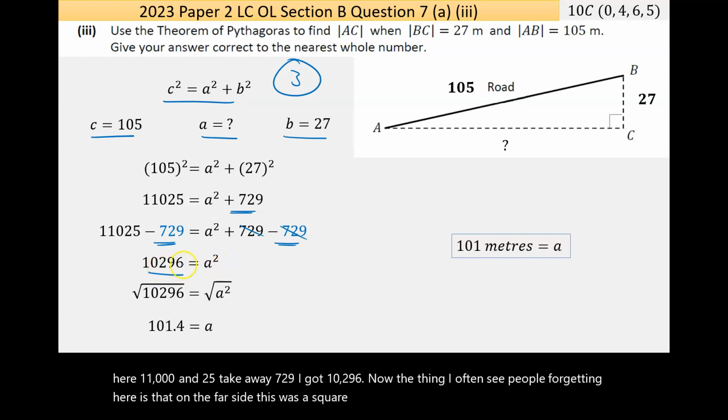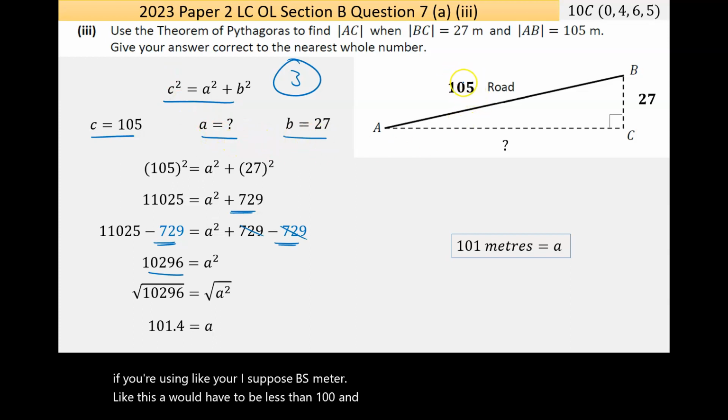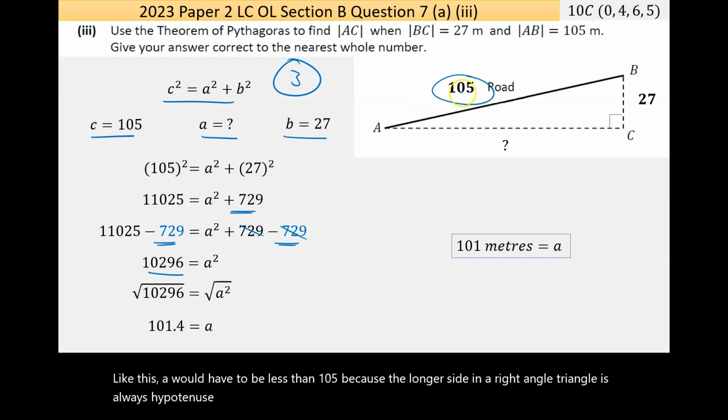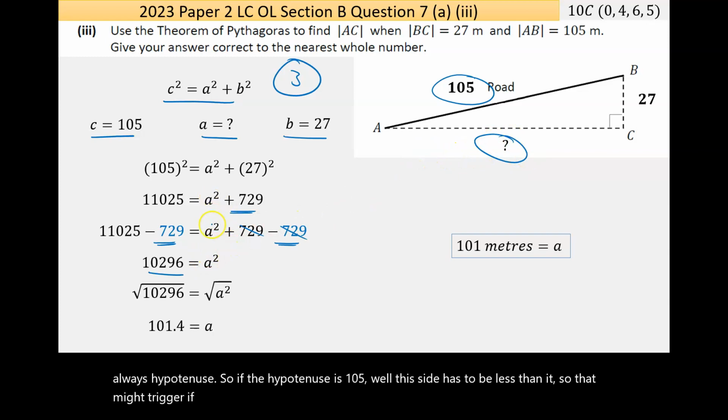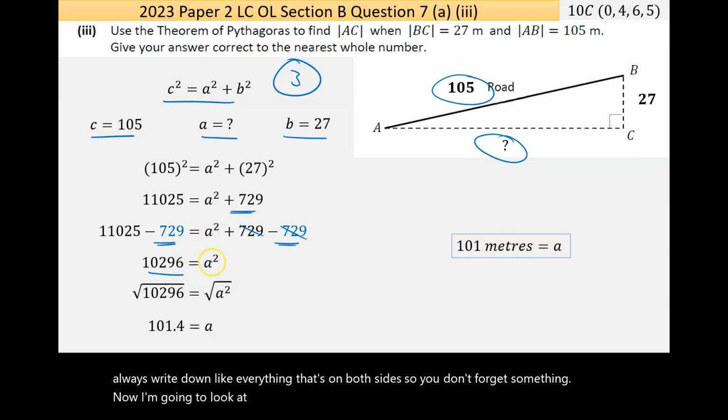Now, the thing I often see people forgetting here is that on the far side, this was A squared. Like this 10,296 is not your answer. But if you were using your, I suppose, BS meter, like this A would have to be less than 105 because the longest side in a right angle triangle is always the hypotenuse. So if the hypotenuse is 105, well, this side has to be less than it. So that might trigger if you were making a mistake. And one way to avoid making a mistake is to always write down everything that's on both sides so you don't forget something.